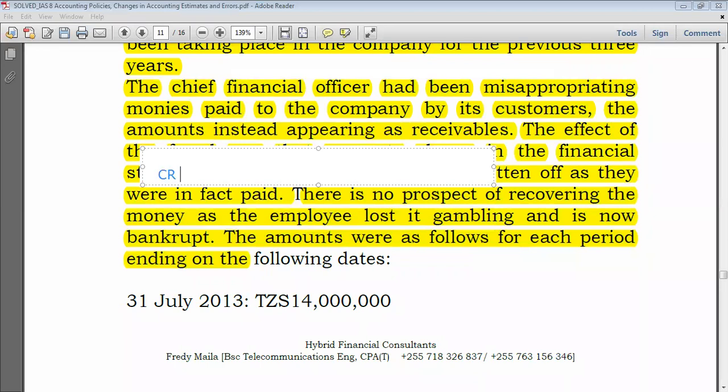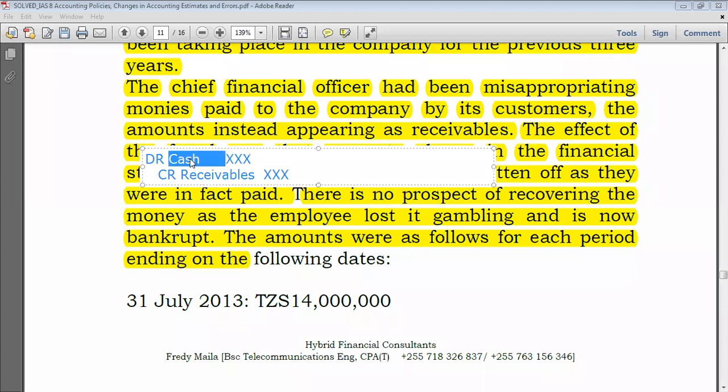So it's obvious that I would credit receivables just like this, but we are just asking ourselves, what will you debit? If we realize this, we would have gone to the chief financial officer and taken the money from him. But let's say he doesn't have any money. If he had the money, we would have taken cash actually by force and he would have debited cash. But he doesn't have money.